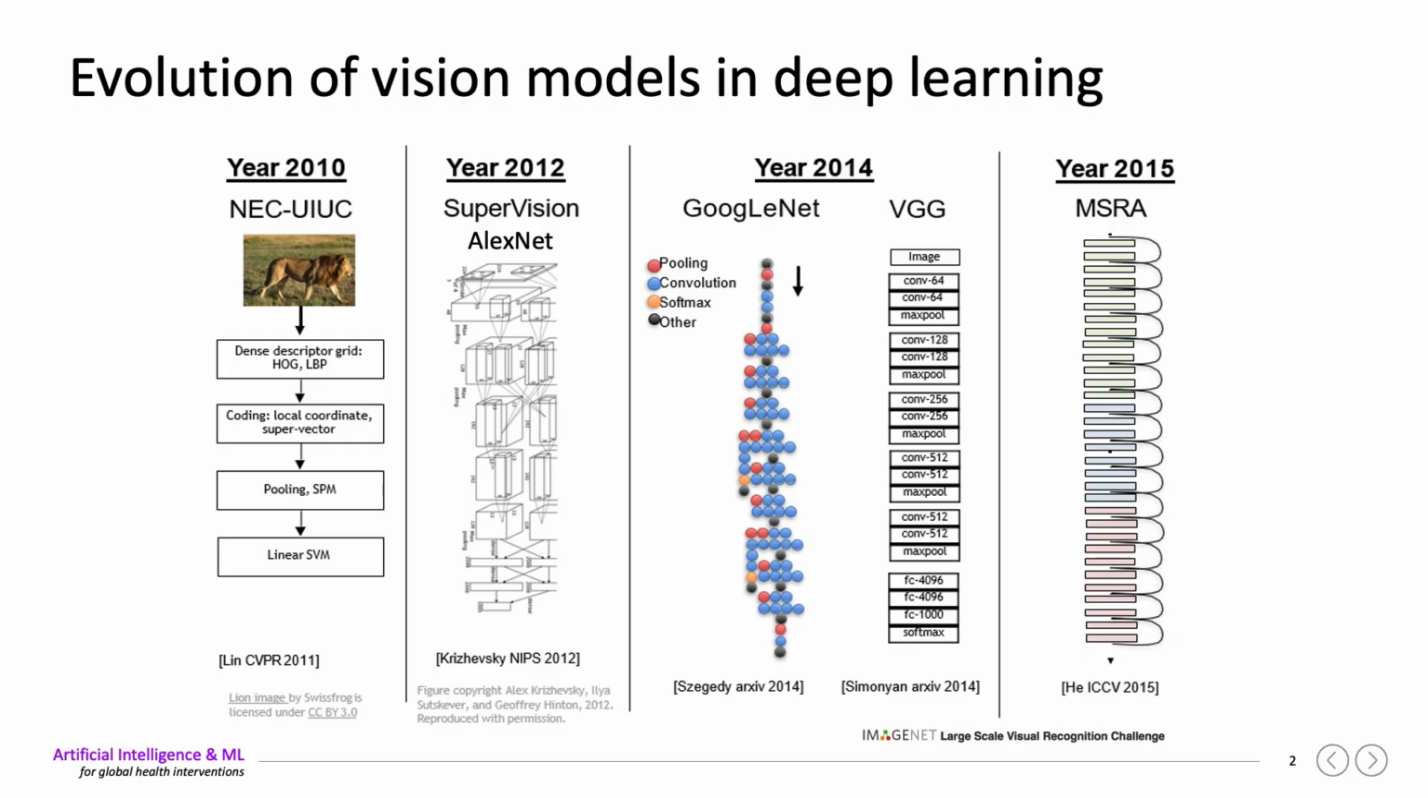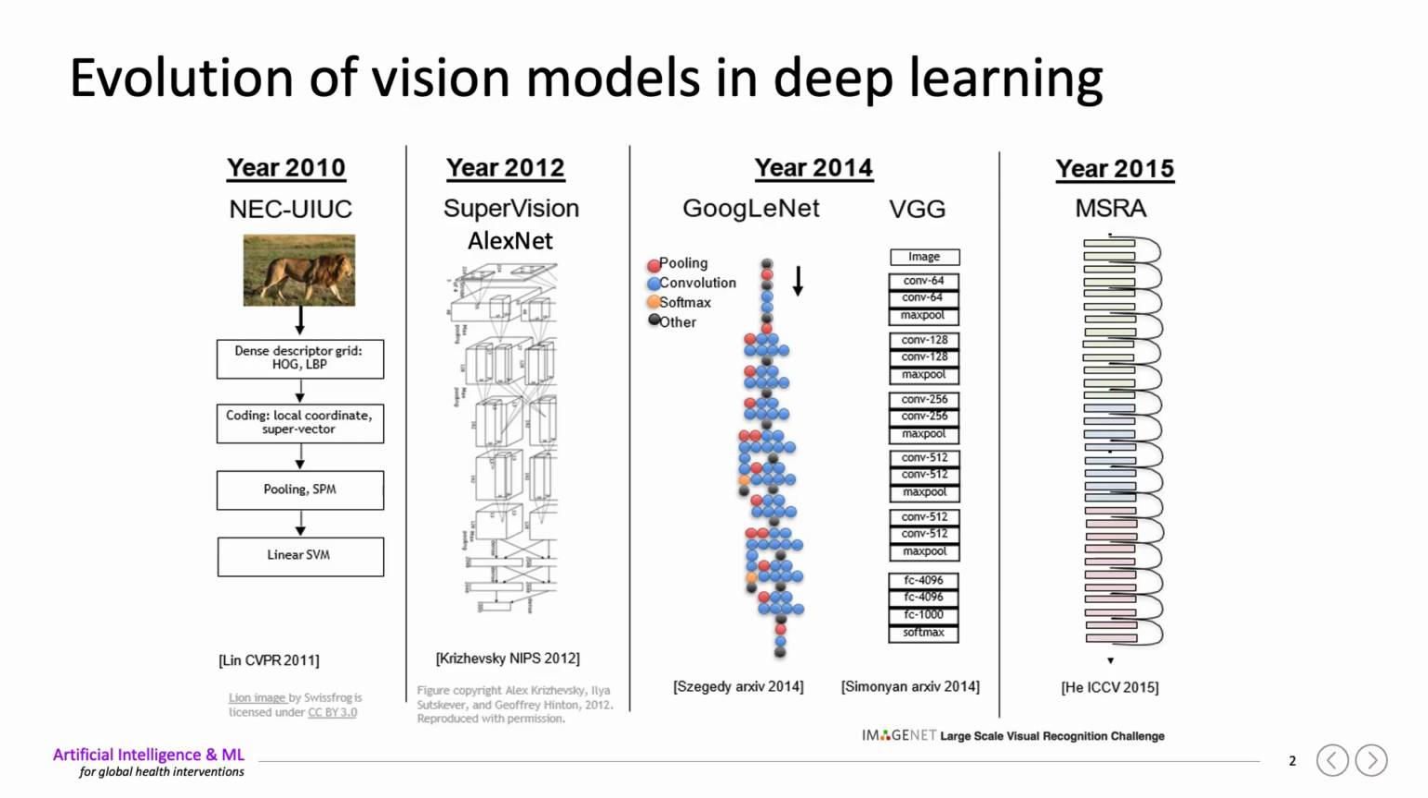In year 2012, SuperVision, better known as AlexNet, from Krizhevsky and colleagues, changed everything by learning features end-to-end with a deep convolutional neural network. In year 2014, we see GoogLeNet from Szegedy and colleagues, with its inception modules mixing pooling, convolution, and softmax layers, alongside VGG from Simonyan and Zisserman, a very regular stack of 3x3 convolutions with max pooling, going from conv 64 up through conv 512 blocks, and then fully connected layers.